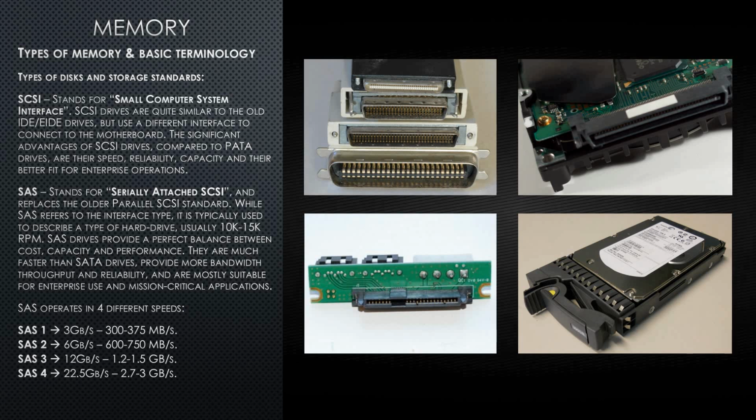Next, we have SAS drives, also pronounced sass. SAS stands for Serially Attached SCSI and replaces the older parallel SCSI standard. While SAS refers to the interface type, it is typically used to describe a type of hard drive, usually 10K to 15K RPM. SAS drives provide a perfect balance between cost, capacity, and performance. They are much faster than SATA drives. They provide much more bandwidth, throughput, and reliability, and are mostly suitable for enterprise use and mission-critical applications. SAS operates at four different speeds: 3, 6, 12, and 22.5 gigabits per second.